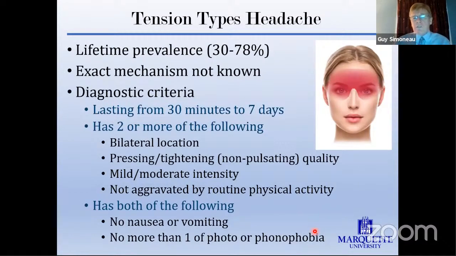I did not want to leave cervicogenic headache just there by themselves. So I feel a little bit compelled to talk about tension type headaches, because we need to be able to differentiate them. Tension type headaches are much more common than cervicogenic headaches, and the exact mechanism is not known, but the features are that it's more bilateral in nature, more in the frontal area of the cranium, and it has a pressing or tightening kind of quality to it, and it's not associated with physical activities. And it is different than migraine headache because you don't have the nausea or the vomiting or the sensitivity to light or the sensitivity to sound.